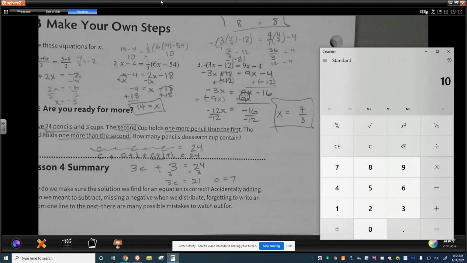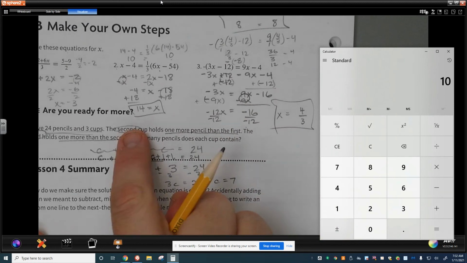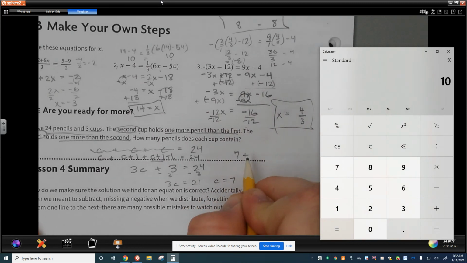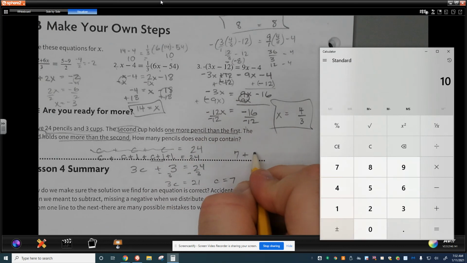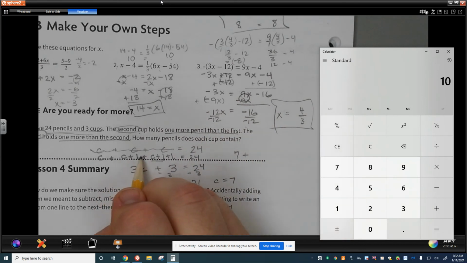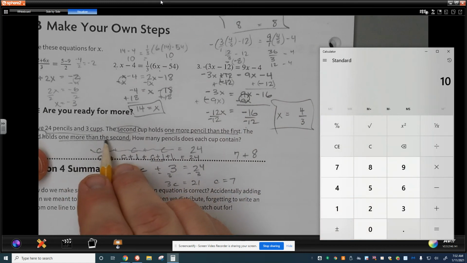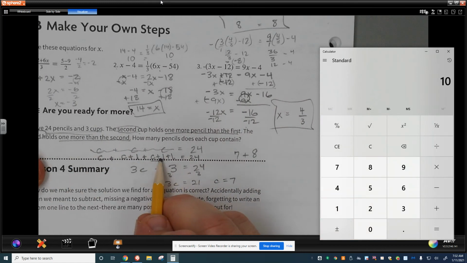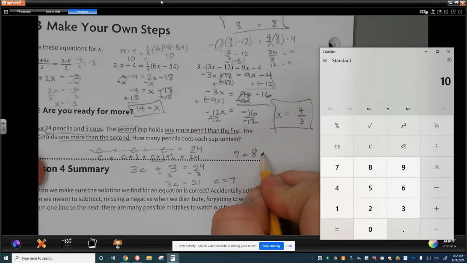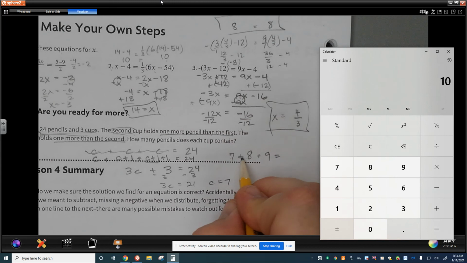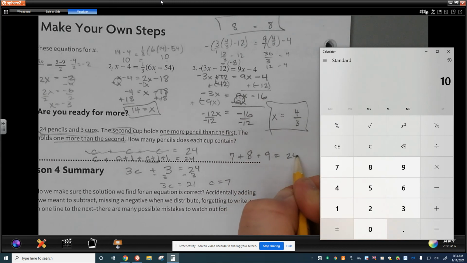Let's just double check this to see if I'm right. I know that in 1 cup, I have 7 pencils. In the next cup, the second cup holds 1 more than the first. That's C plus 1, or 7 plus 1, which is 8. And then the third cup holds 1 more than the second cup, so 8 plus 1 is 9. 7 plus 8 is 15, and 15 plus 9 is, in fact, 24.